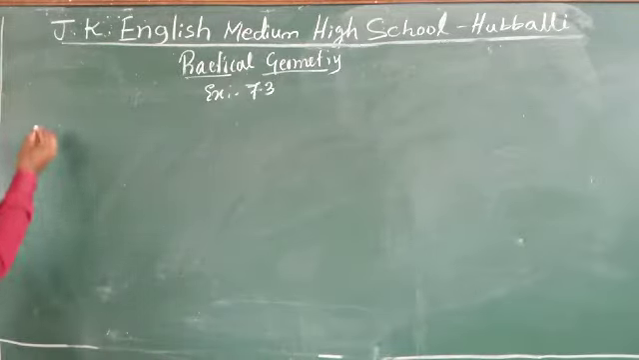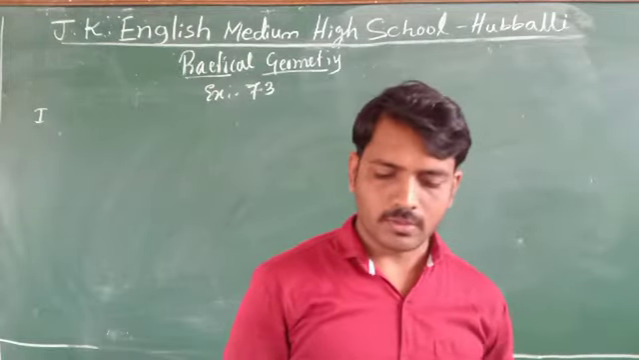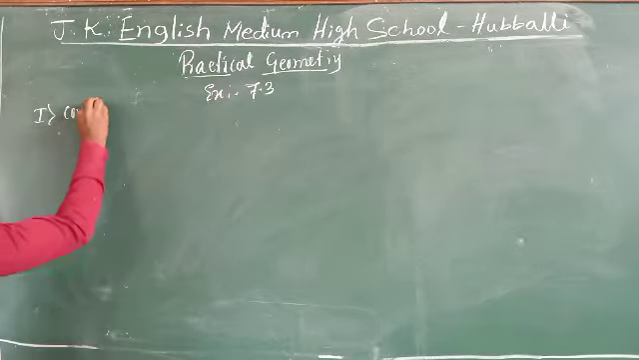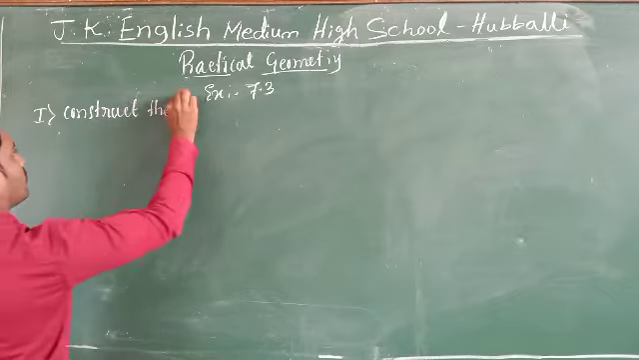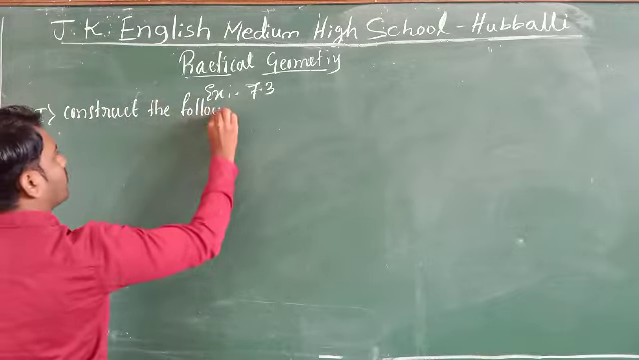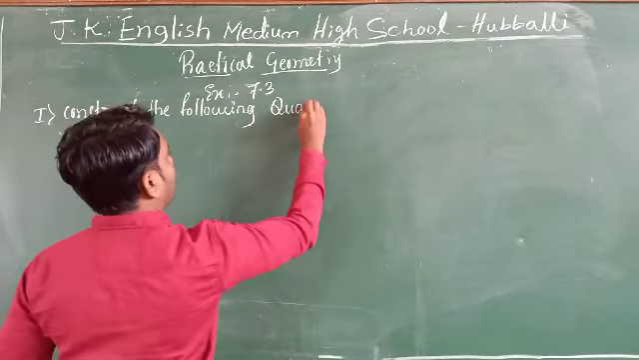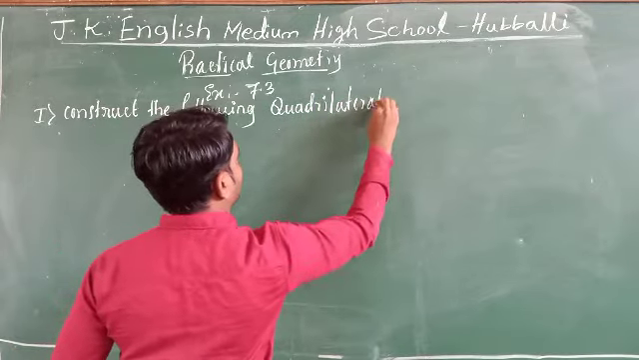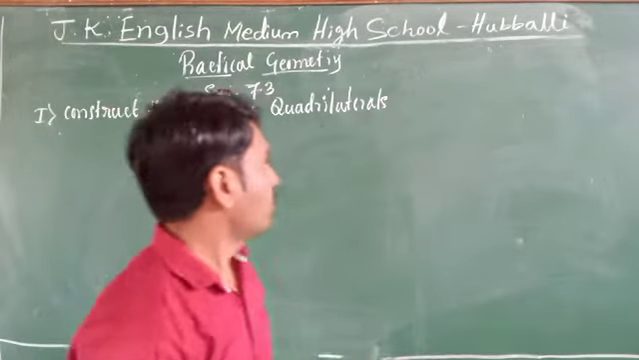7.3, the first main. So only one main is there. Question number 1. Construct the following quadrilaterals. Okay, here question number 1.